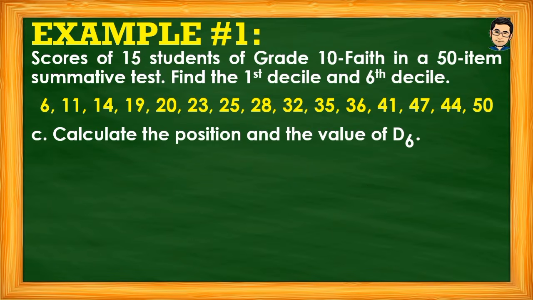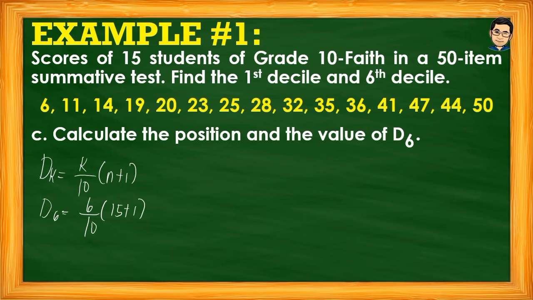Next, calculate the position and the value of D sub 6. Dapat sa 6th decile naman po tayo. So, again, the formula, wag sana tayong malilito sa mga denominator na ginagamit natin. For quartile, it's 4. For decile, it's 10. And then kapag percentile, kahit hindi ko pa na-discuss, that is 100. So, we're looking for D sub 6. So, that will become 6 over 10 times the quantity of 15 plus 1.